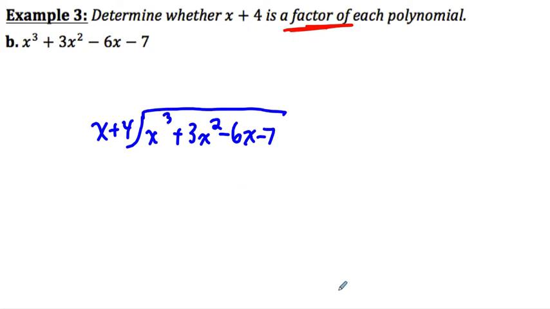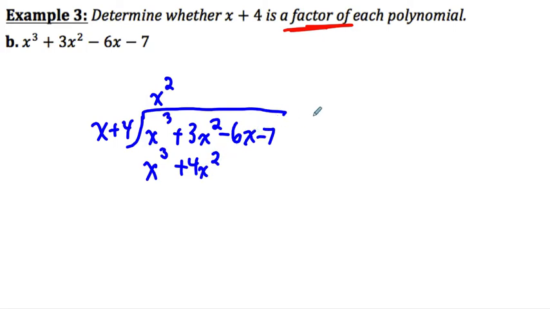So the process is not any different. We do everything else exactly the same way. So x times what gives me x cubed? And that's an x squared. Multiply it through. X squared times x gives you x to the third. And x squared times 4 gives you plus 4x squared.